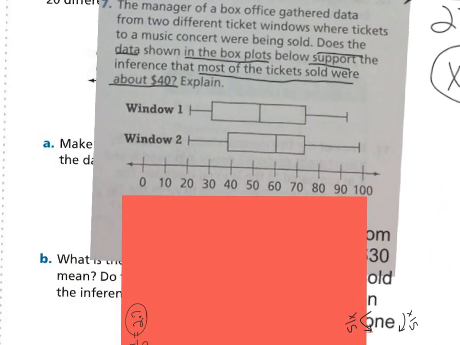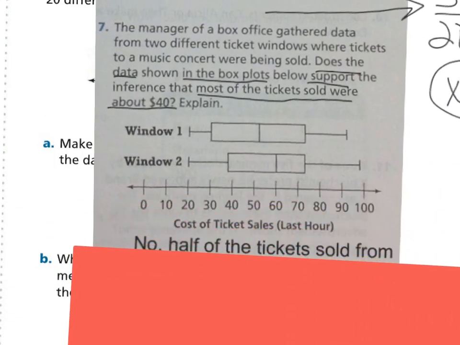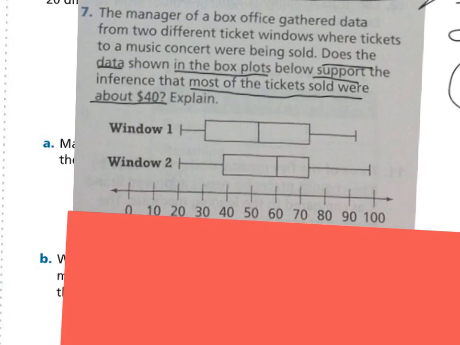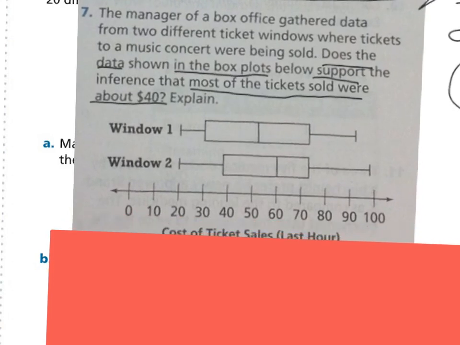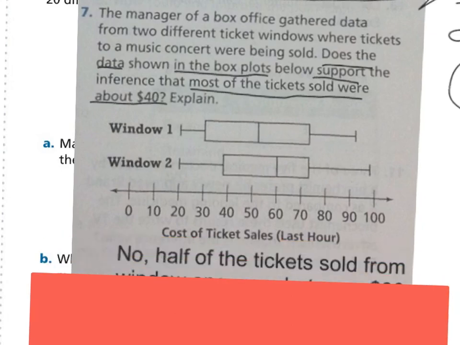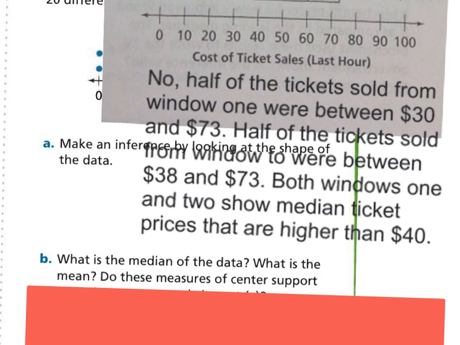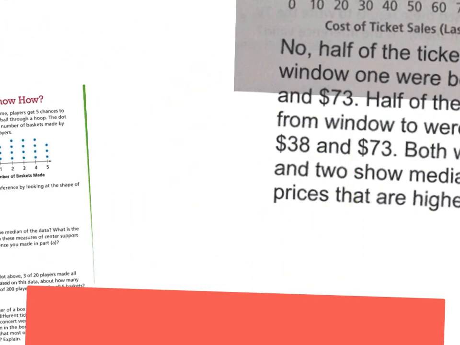And finally, number 7. Manager of a box office gathered data from 2 different ticket windows where tickets to a music concert were being sold. Does the data shown in the box plots below support the inference that most of the tickets sold were about $40? Most of the tickets sold were about $40. And if you look at this, the answer is going to be no.